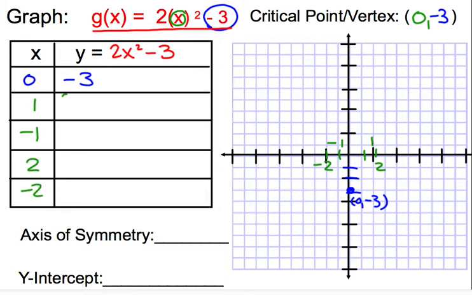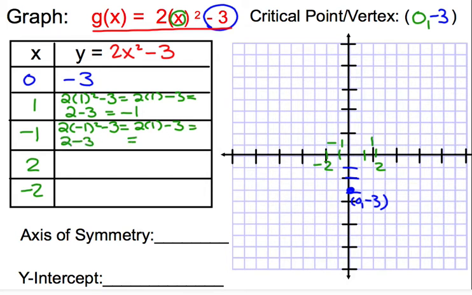And I'm going to evaluate the functions. I'm going to sub in. So 2 times 1 squared minus 3. 2 times 1 minus 3. 2 minus 3, -1. Same thing, I should get -1 on this piece also because of symmetry. So when I graph those, I go over 1, down 1, left 1, down 1. So there's the start of my quadratic function.